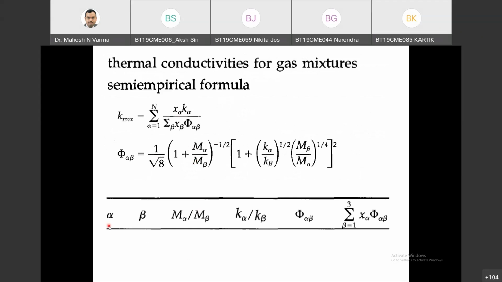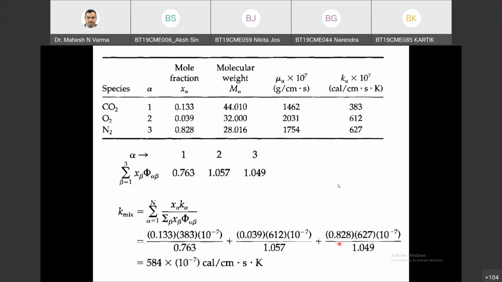Get the value of this integral first. Try to solve it at home. The integral values you will get are 0.76 and 1.057, and substituting these you will get 584 into 10 raised to minus 7 calorie per centimeter second Kelvin, not 154.